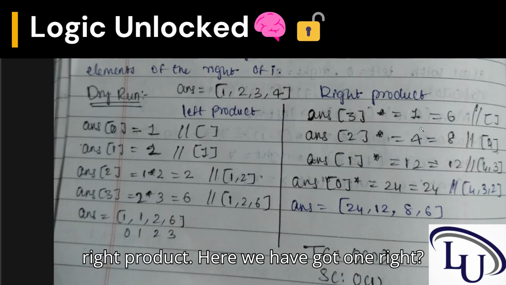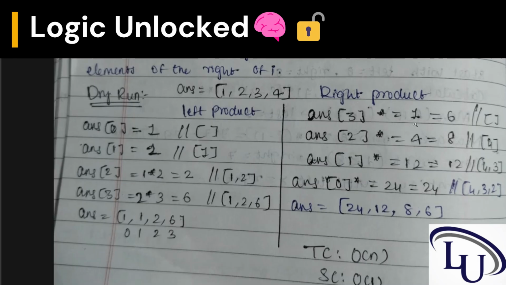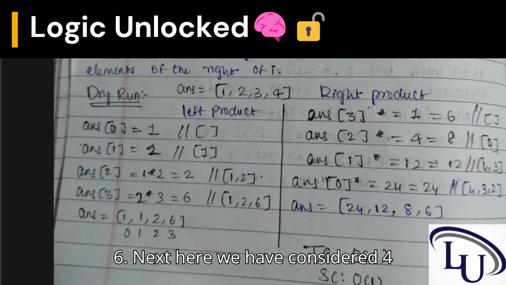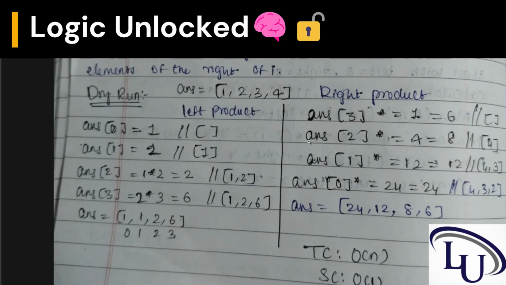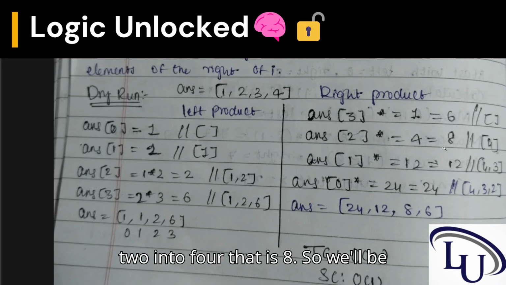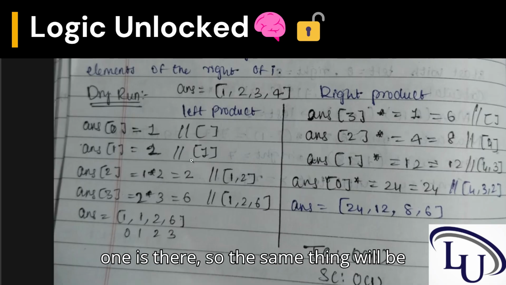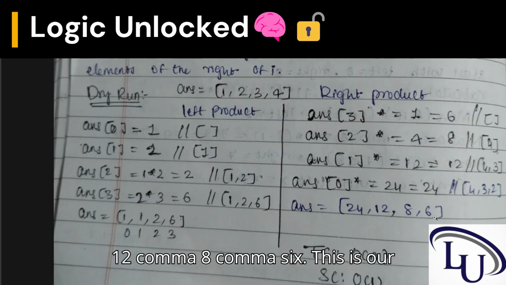Here we have got 1, right? There's nothing on the right side of this, so we have considered it to be 1. But from here, answer of 3 we have 6, so 6 into 1 gives again 6. Next, here we have considered 4, right? Here answer of 2, 2 is already stored, so 2 into 4, that is 8. And even if we multiply 12 and 24 with 1 and 1, the same thing will appear. So the answer will be 24, 12, 8, 6.